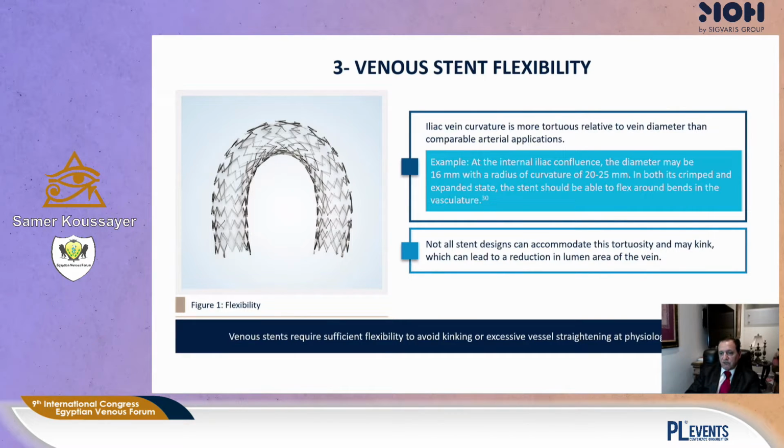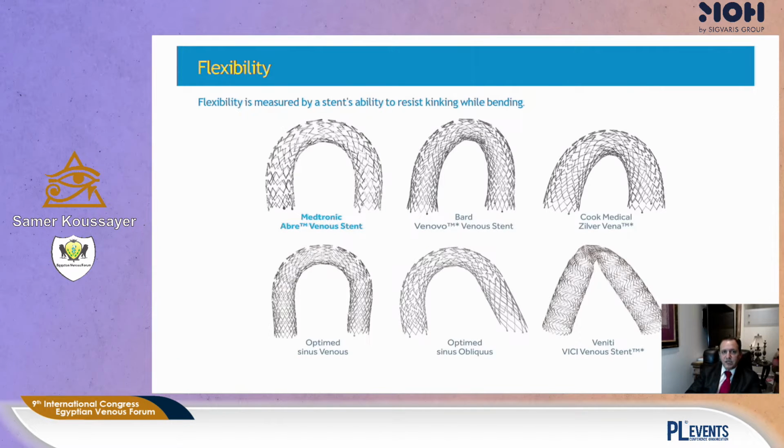In general, a venous stent requires sufficient flexibility to avoid kinking or excessive vessel straightening at physiological bends, especially under the inguinal ligament. Like you can see here, multiple companies, and when you bend the stent, you see how the kink is different. Some of them are resistant to kinking, and some of them are very bad with tortuosity and kinking.